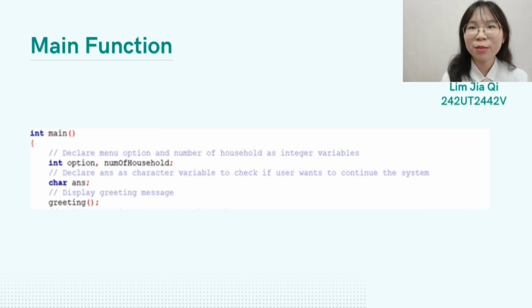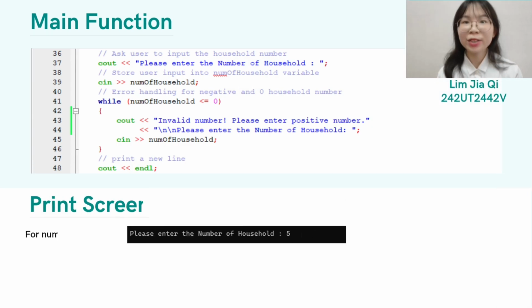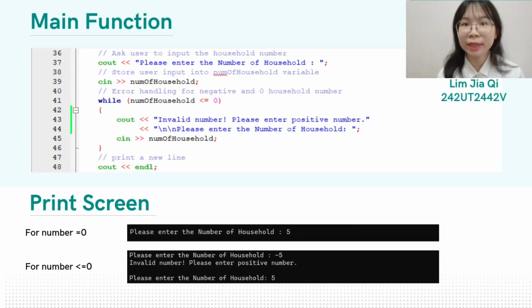Thank you, San-Si. In the main function, we declare menuOption and numOfHousehold as integer variables and ans as a character variable. Greeting is used to call the greeting function, and the greeting message is now displayed. After that, the user is asked to enter the household number and the user input will be stored in the numOfHousehold variable. We use a while loop to handle errors. Where the user enters 0 or negative numbers, the invalid message will be displayed and the user is asked to enter again. Cout endl is used to print a new line.